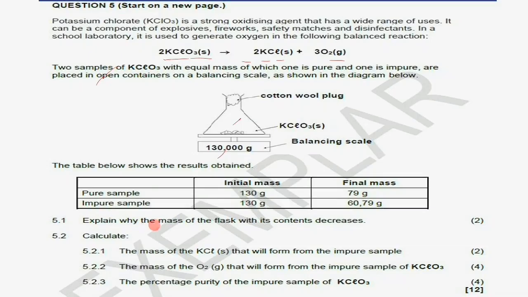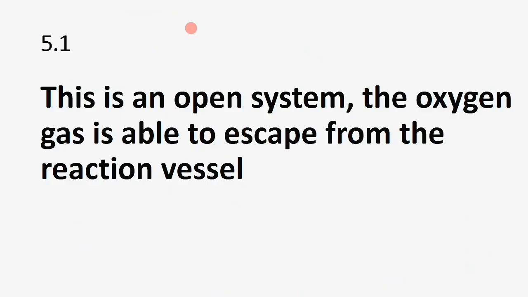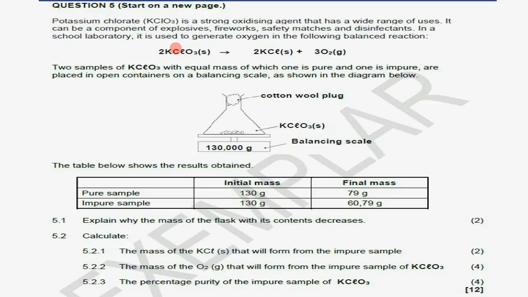Then 5.1 says explain why the mass of the flask with its content decreases. So the solution to that one is simple. It lies in the statement. They told us that this is placed in open containers, right? So if this is an open container, it tells us that this is an open system whereby the gas is allowed to escape from the reaction vessel. So we can say this is an open system. The oxygen gas is able to escape from the reaction vessel.